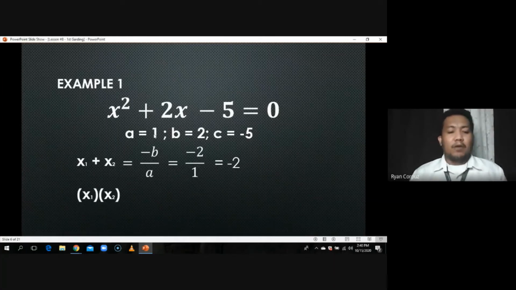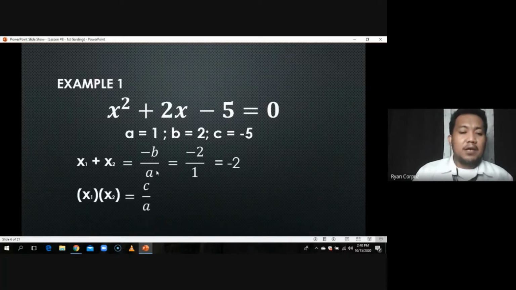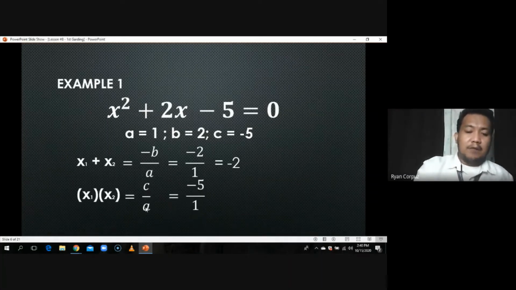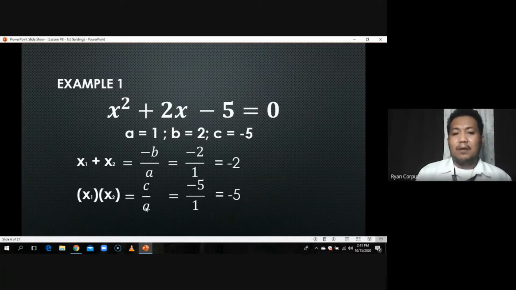How about the product of the roots? So for the product of the roots, we just need to apply this time C over A. What's the value of C there? The value of C is negative 5. So that is to be put here on part of C. We are going to substitute it. Then the value of A is 1. So we'll have negative 5 over 1, or in simplified form, that will be negative 5. So therefore, the sum of the roots is negative 2, while the product of the roots of a given quadratic equation is negative 5. Negative 2, negative 5.